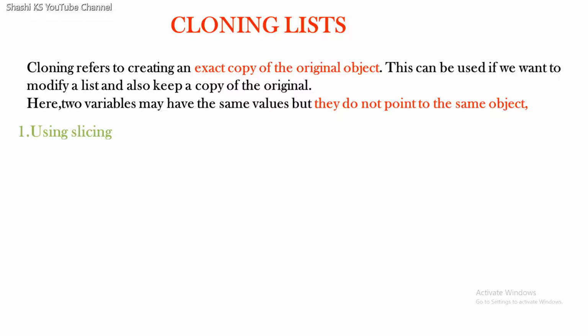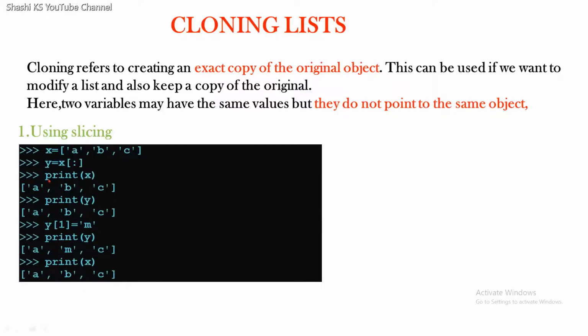But in the case of cloning, the two cloned variables may be having the same values, but they will not be pointing to the same object. So if you use the is operator and check, it will not be returning true. So the first method of cloning lists is by using slicing, and slicing is done by using the colon symbol.